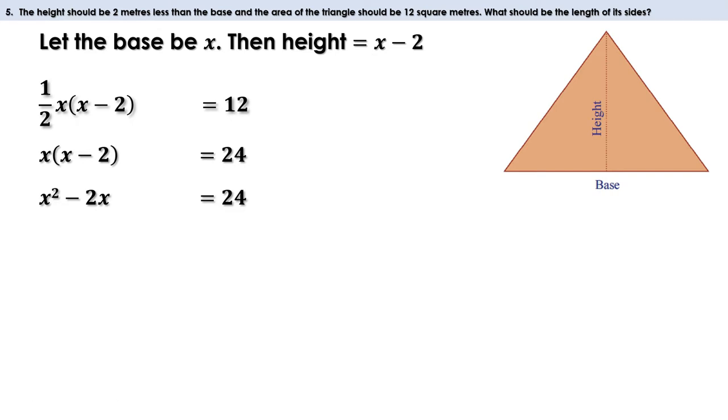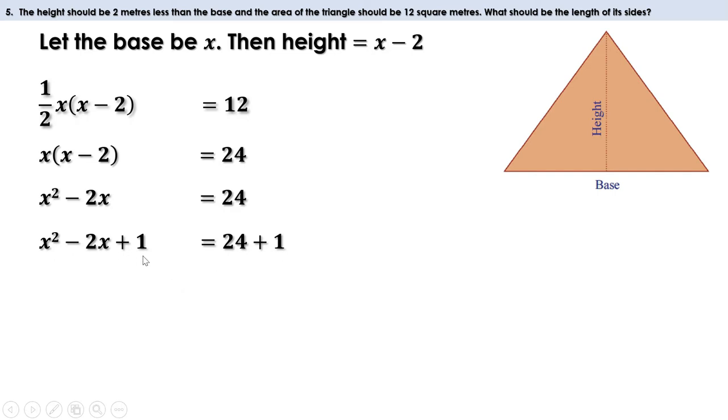Half it, we get 1. Square it, 1 square is 1. When we add 1 here, it's a perfect square. When we add 1 on the left side of the equation, we have to add 1 to the right side of the equation also. So let us write x square minus 2x plus 1 equal to 24 plus 1.